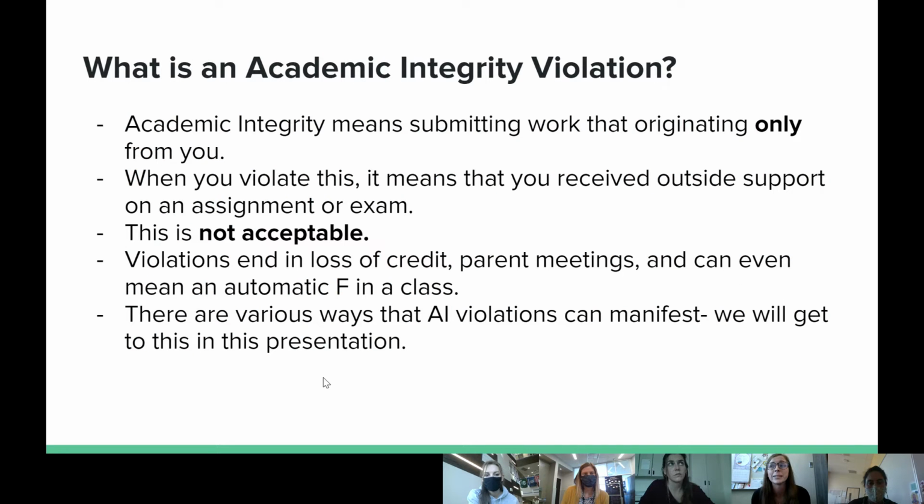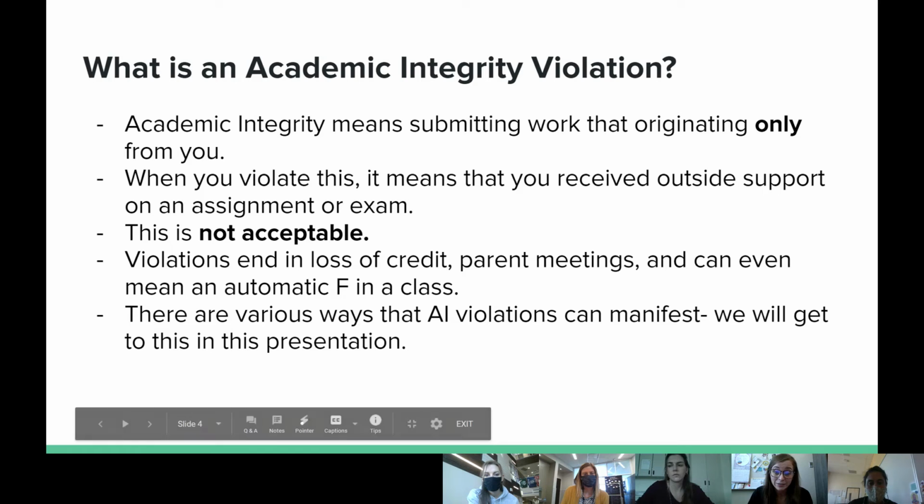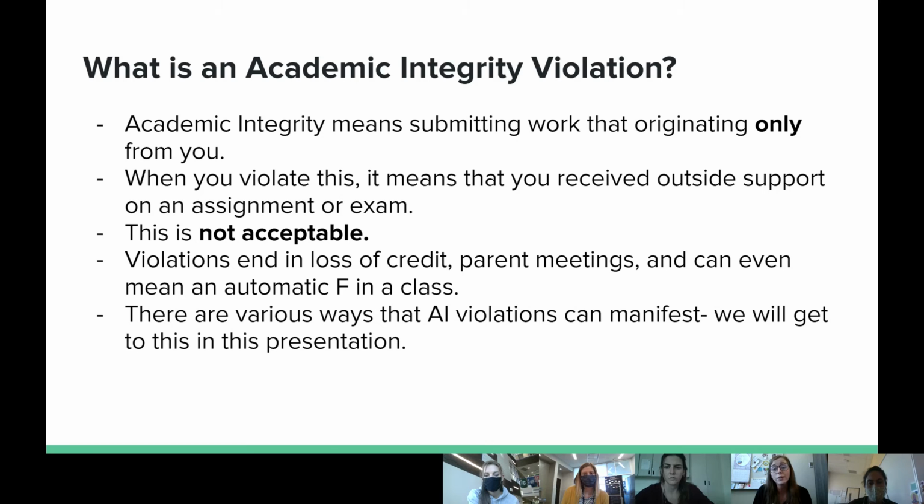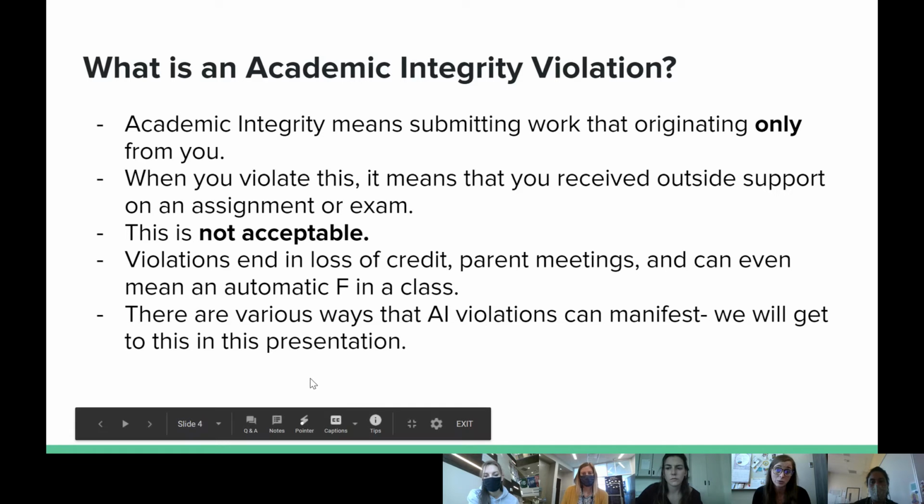Next slide, Ms. Bess. So, what is an academic integrity violation? Academic integrity means that you are submitting work that originates only from you and from your brain. You are showing integrity in your academics when the work originates from you. When you violate academic integrity, that means that you have received outside support on an assessment, on an assignment, on an exam, and that is not acceptable. Another word for an academic integrity violation is cheating. Violations end in loss of credit, in parent meetings, and can even mean an automatic F in one of your classes that requires you to go to summer school to repeat.